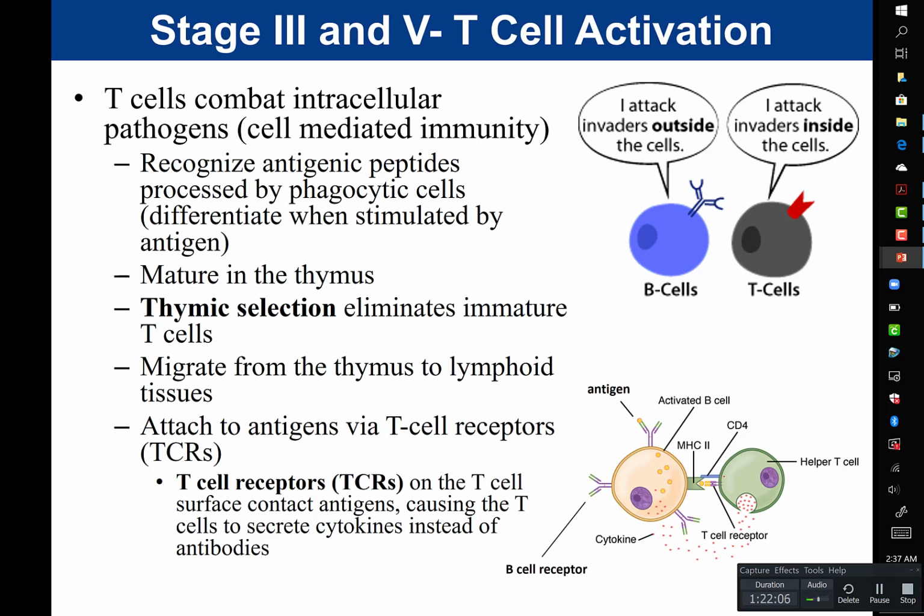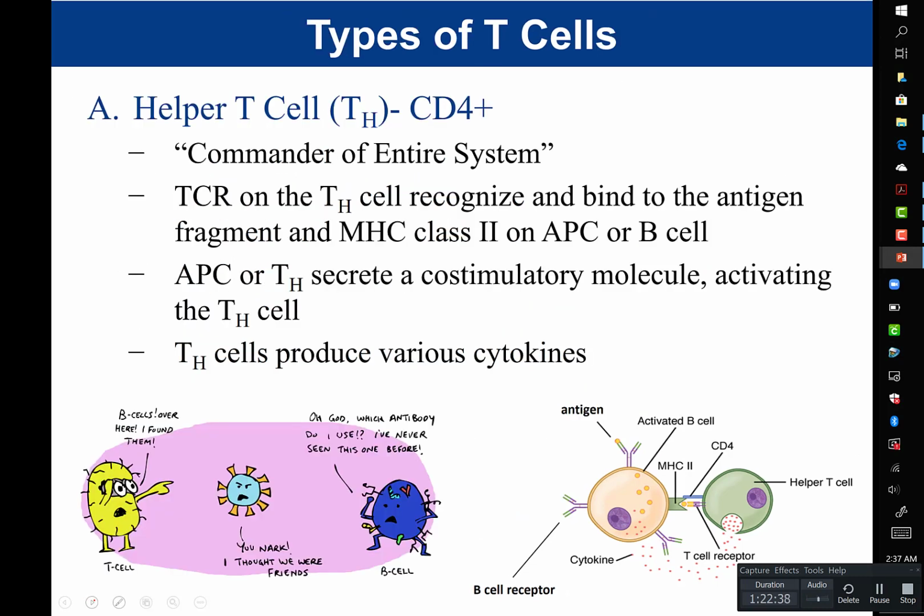And so you're seeing, again, this B cell acting as an antigen-presenting cell. It's presenting its antigen using MHC2. This helper T cell is going to have CD4, which recognizes MHC2. It has its T cell receptor, which recognizes the antigen. And when it binds, the T helper cell is going to secrete cytokines to activate that B cell.